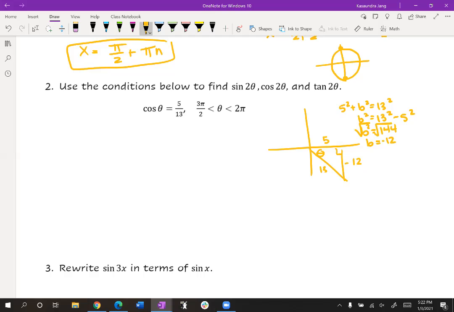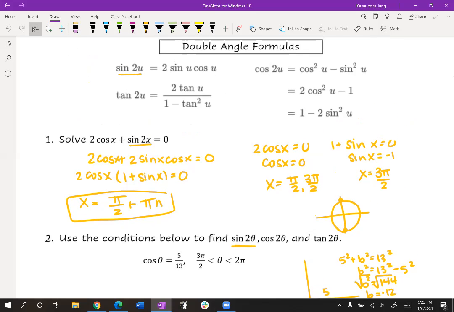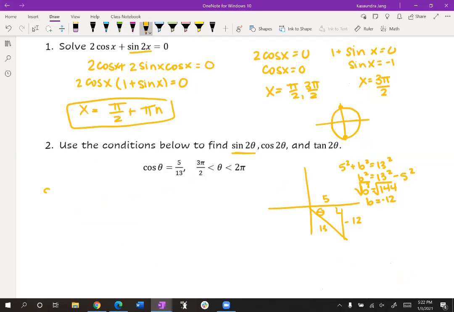All right, and because I have all 3 sides of the triangle, now I can find whichever trig functions I want. And this angle, though, is plain theta, not 2 theta. So if they want sine of 2 theta, let's look at the identity we used up here. I need 2 sine of theta cosine theta. And my sine of theta, the y over the hypotenuse here, is going to be a negative 12 over 13.